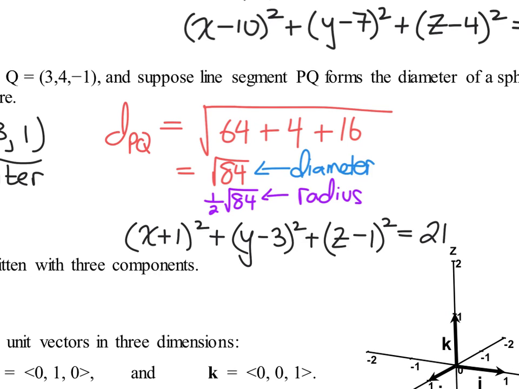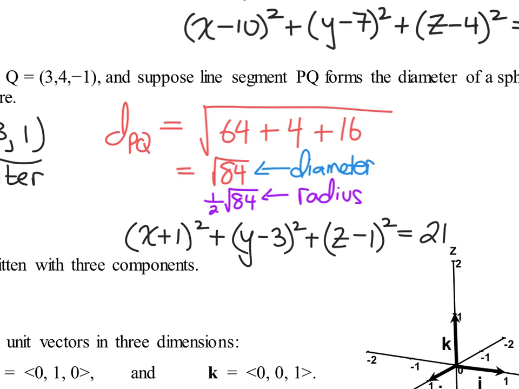All right, and so in theory, if you pop this into Geogebra, you should be able to see that these 2 points would fall on the surface of this sphere. And if you were to draw a line segment from them, it should at least appear to go through the center, which would be at -1, 3, 1.